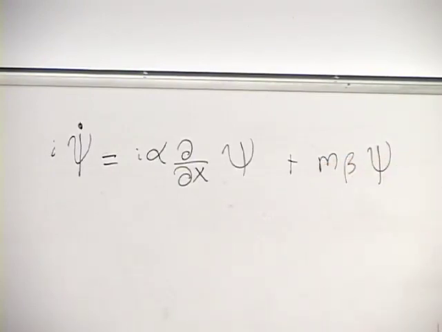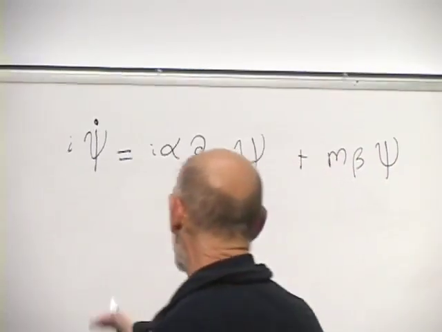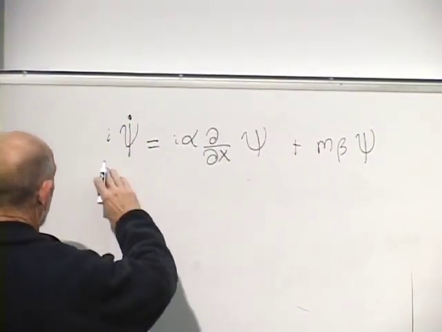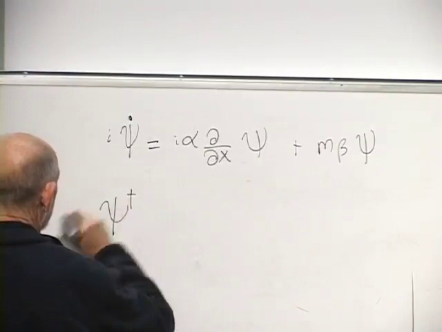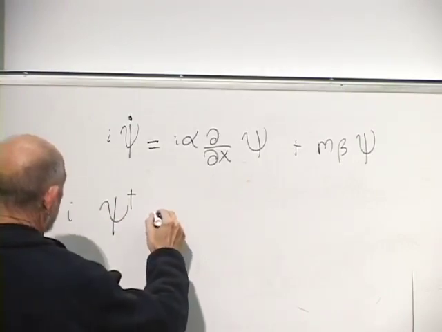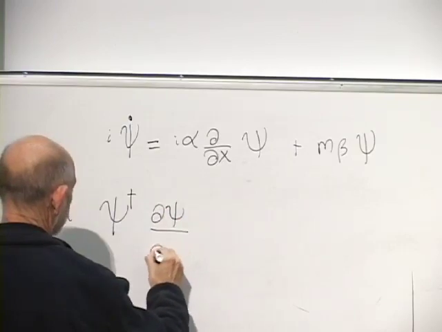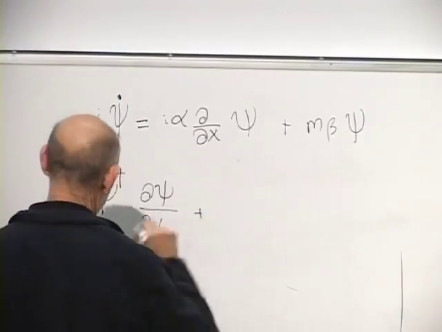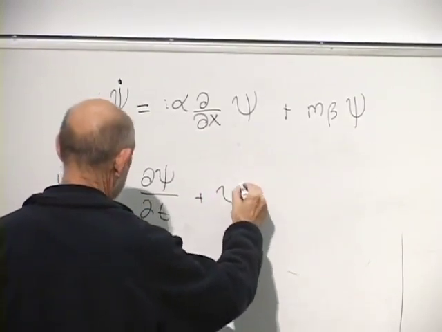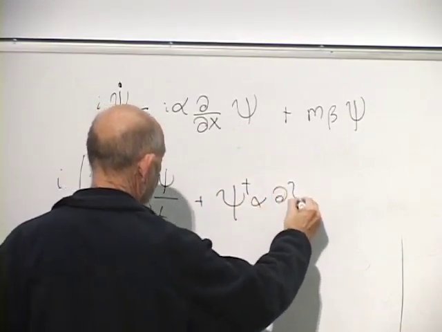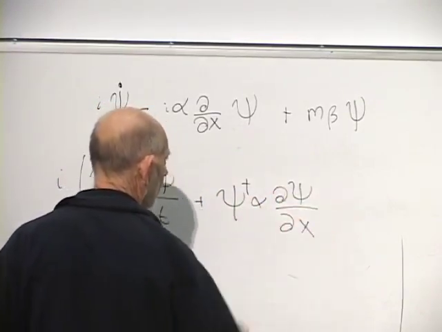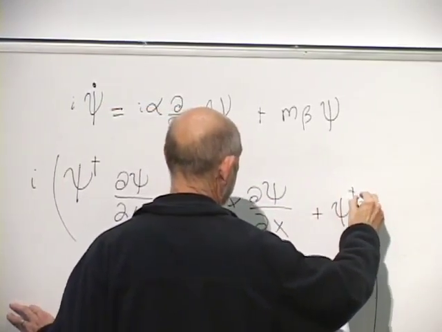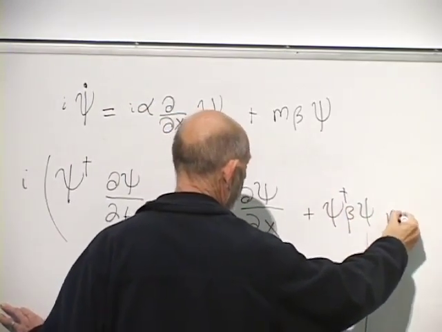Can it be written in terms of a Lagrangian? Yes, it can. The Lagrangian is just i psi dagger derivative of psi with respect to t. Psi dagger is the complex conjugate of psi, plus psi dagger alpha derivative of psi with respect to x, and then finally plus psi dagger beta psi times m.